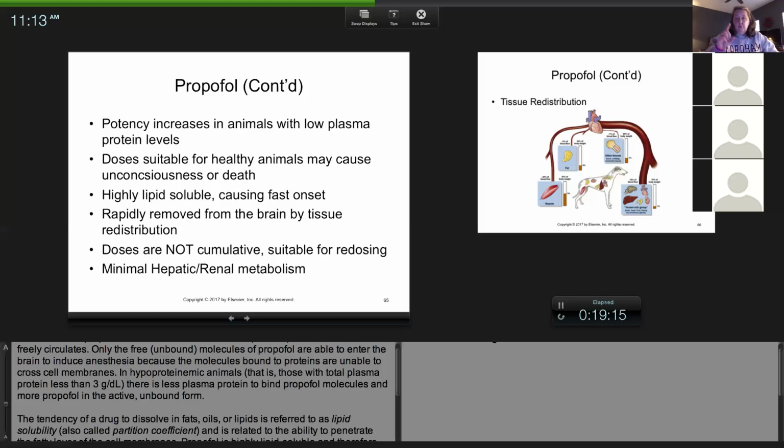Also, let me say this drug is not reversible. So when you give it, you're stuck. But it goes away fairly quickly. And that's the nice thing about propofol.